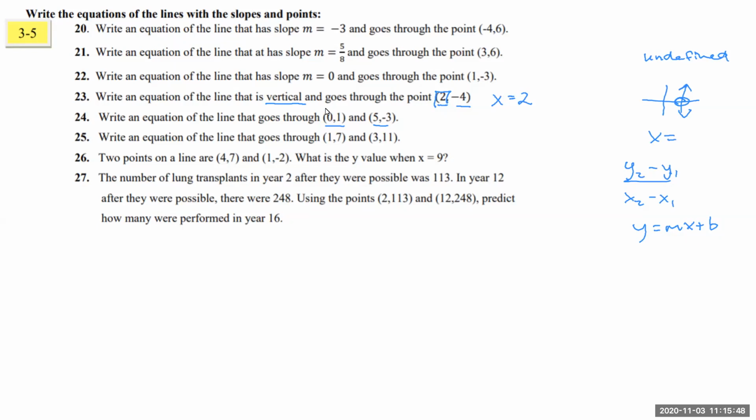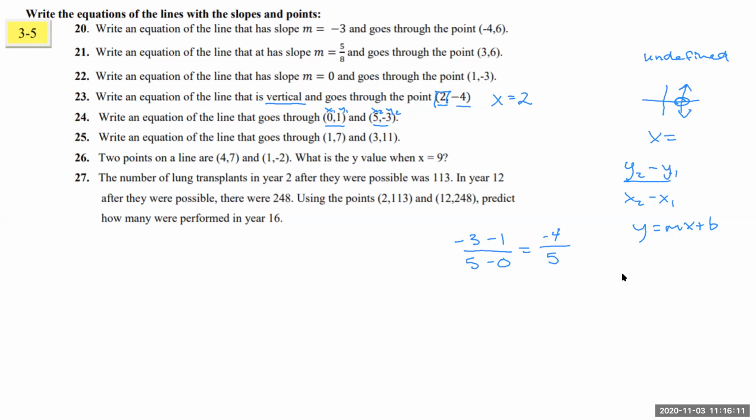So doing this first one, I'm going to label this x1 and y1 and x2 and y2. When we plug that into the equation, we have negative 3 minus 1 on top and 5 minus 0 on the bottom. So negative 3 minus 1 is negative 4, and on the bottom we have 5. So our slope is going to be negative 4 over 5.